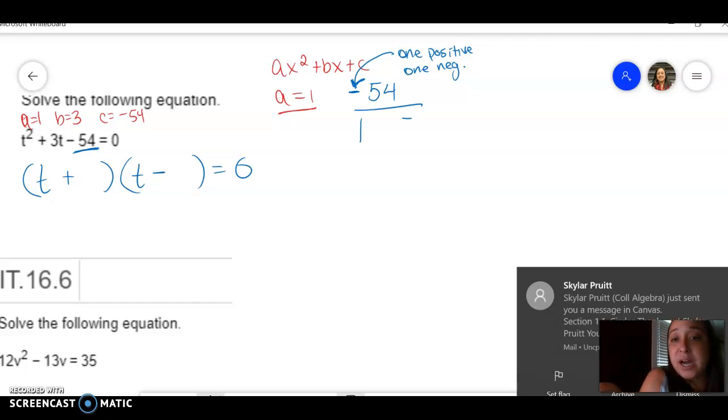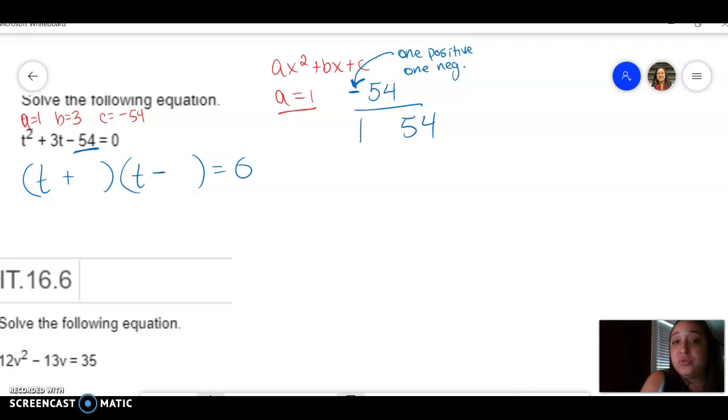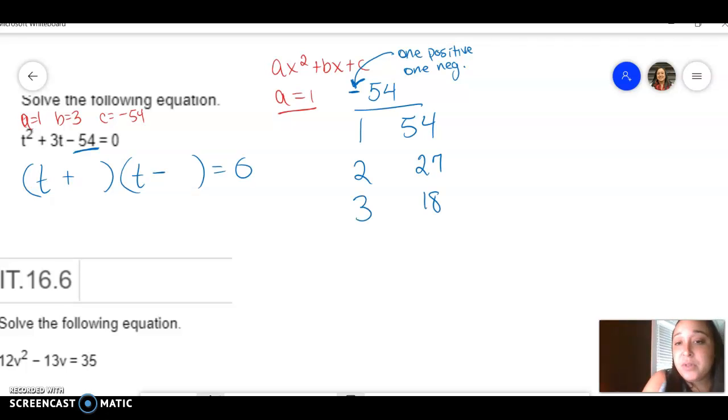I know that 1 times 54 would give me 54. I know that 2 times 27 will give me 54. I know that 3 times 18 will give me 54. And I know that 6 times 9 will give me 54. And if I keep that list going, my numbers are going to start repeating. 9 times 6 gives me 54, 18 times 3, and it's just going to keep going. So I'm not going to repeat my numbers.